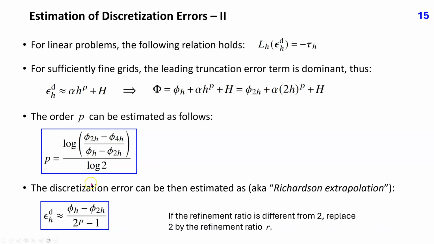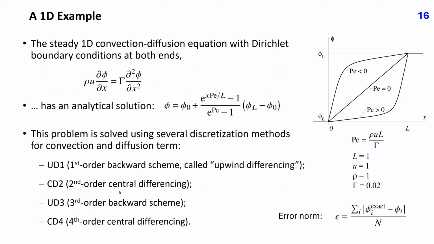Just replace 2 by the refinement ratio R. You will find in literature more sophisticated methods accounting for non-monotonic convergence and other specialties, but they all follow a similar approach. Let us now solve one-dimensional transport equation involving convection and diffusion of a generic scalar variable phi with Dirichlet boundary conditions at both ends.